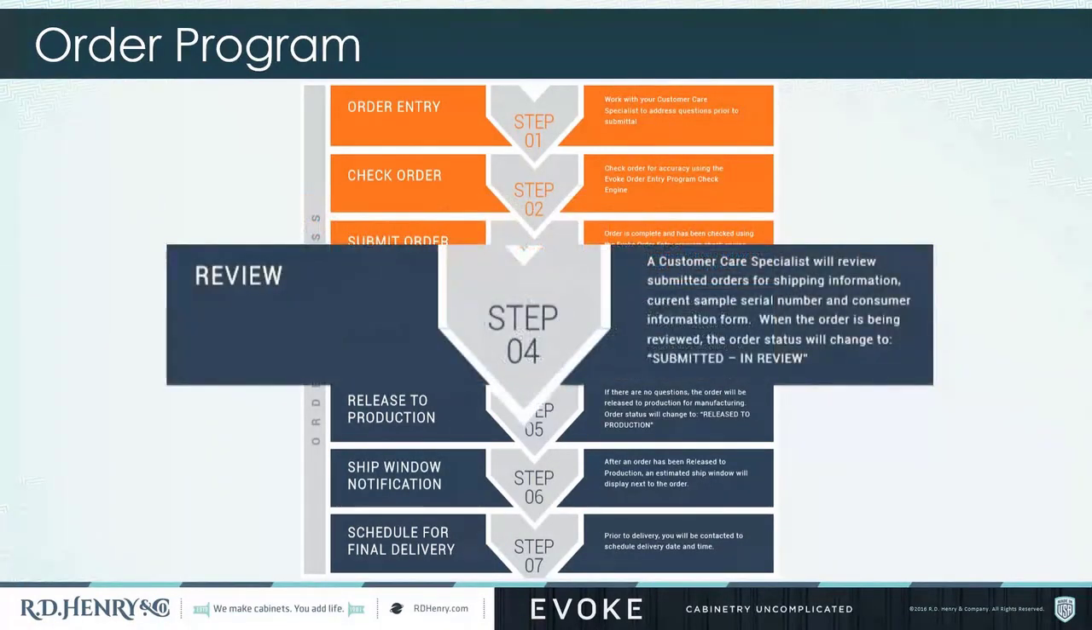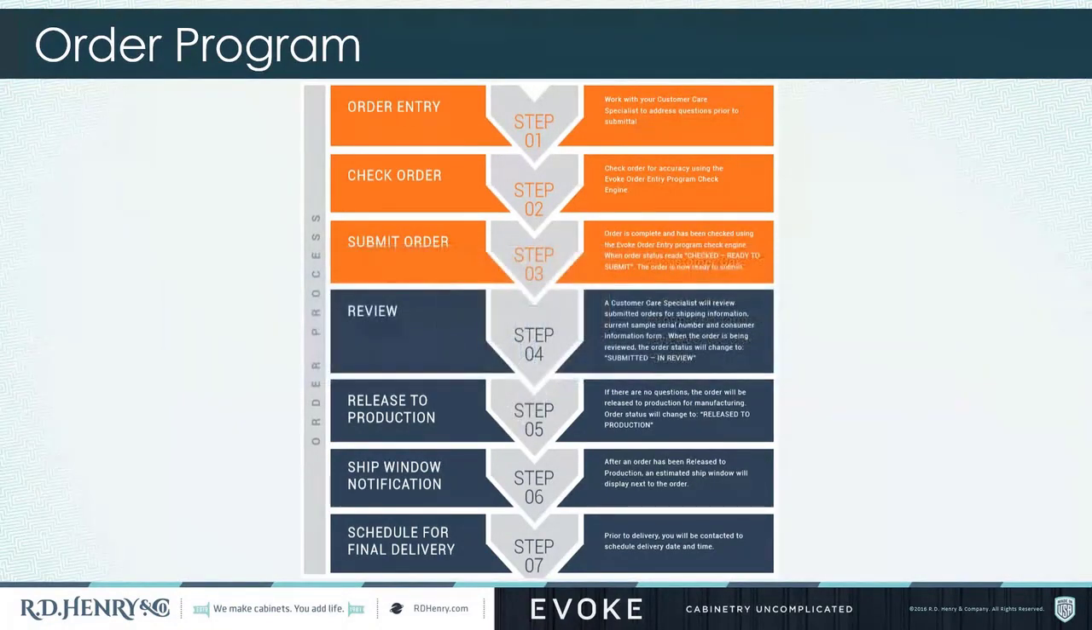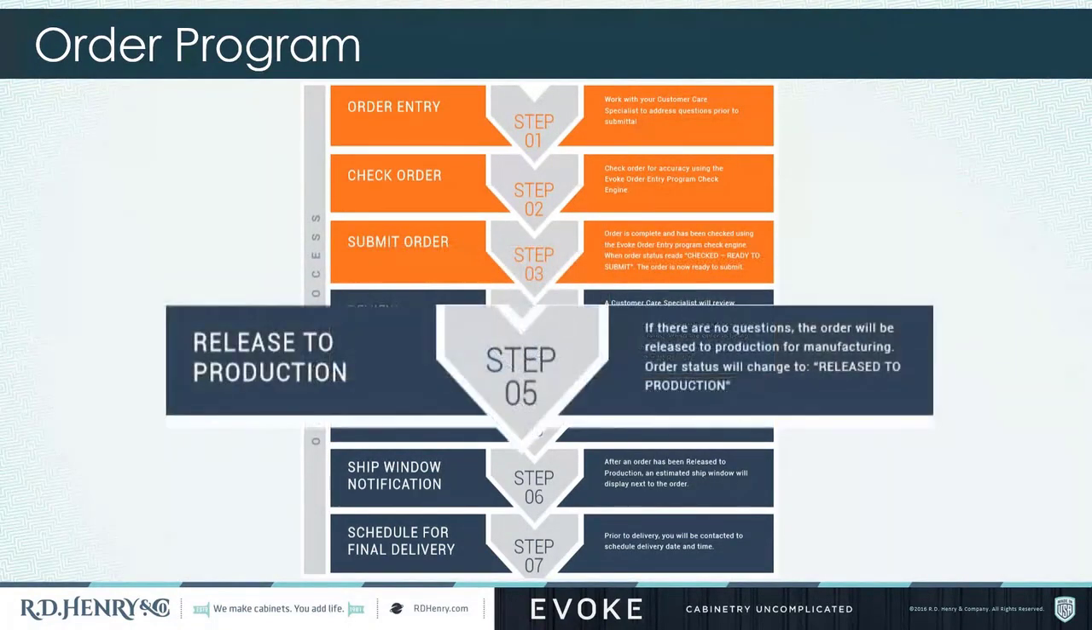Once it's submitted, the order will then go into a review stage, which is step 4. And here, customer service will open your order and they will check it for shipping information, current sample serial number, customer information forms, make sure they don't see anything that's out of place. Once it's reviewed, your order will then go into step 5, which is where it will be released to production.